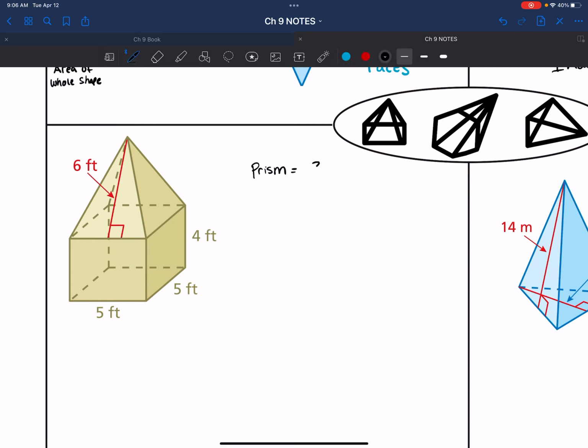60 feet squared. Okay, so just as a quick recap, I have now found the surface area of just my rectangular prism without my top bit, and that was 105. Then I found the surface area of all the triangle pieces of my pyramid, and that is 60. So now my final thing I need to do is take 105 plus 60.